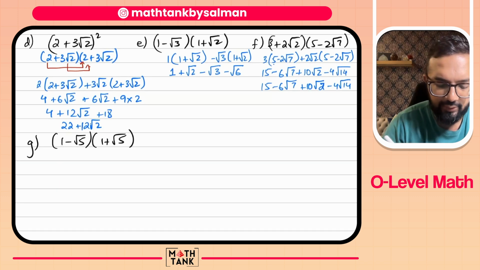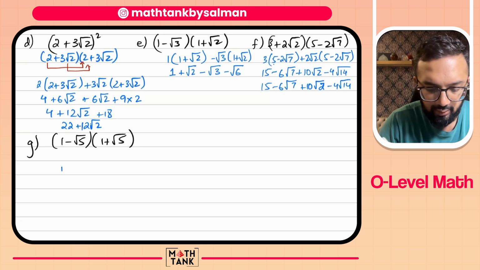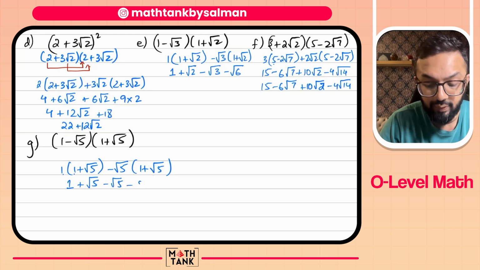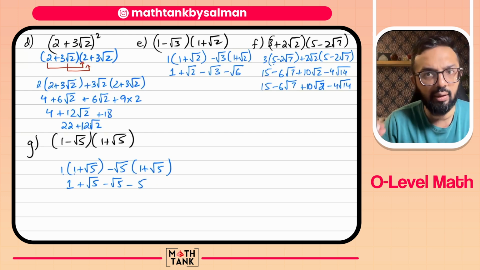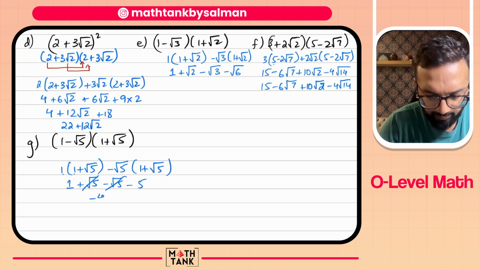So look at this last one on this page, and then I'm going to talk about something different. So 1 minus root 5 into 1 plus root 5. So 1 into 1 gives me 1. 1 into root 5 gives me root 5, minus root of 5, and minus root of 5 into root of 5 gives me 5, or it can give me root of 25, and then that boils down to 5, and that's absolutely fine too. This cancels out with that. I'm left with minus 4.